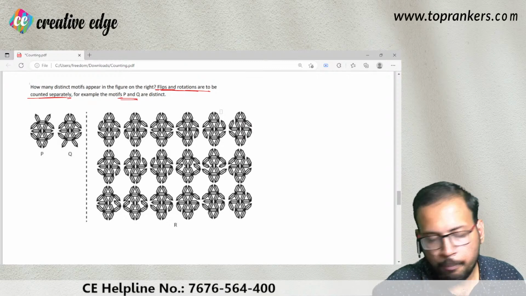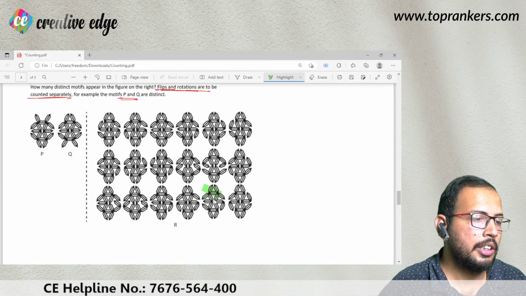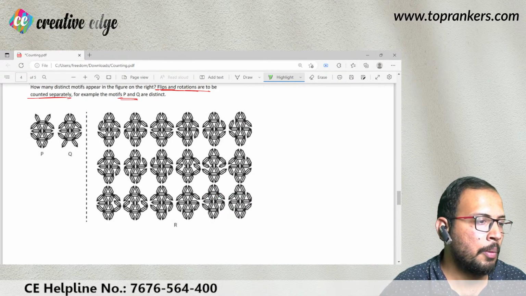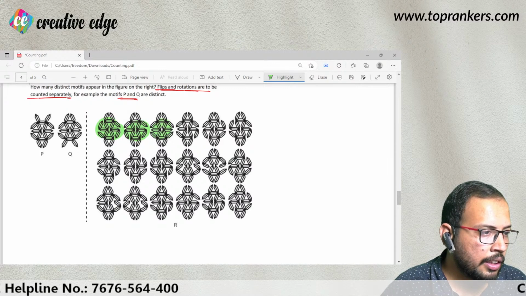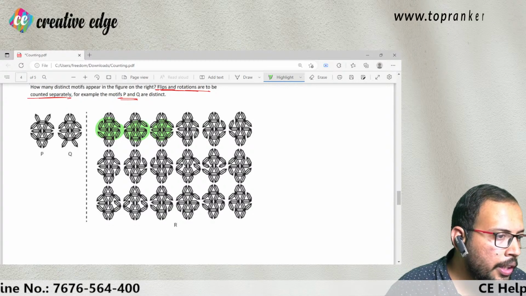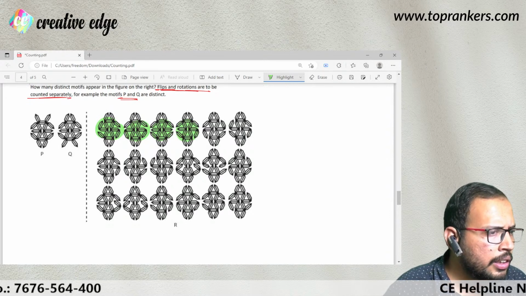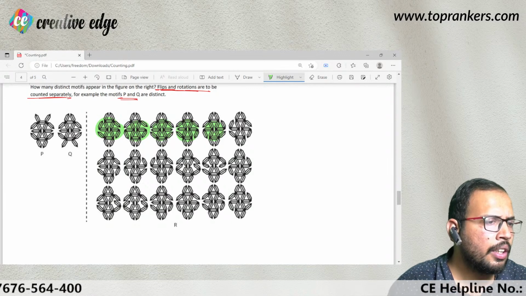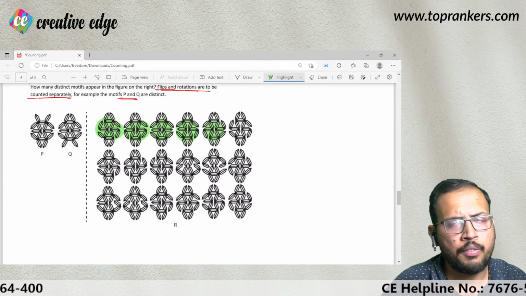Let us see how many motifs are there in this question. So let us begin counting. This is going to be our first one, this is the second one, this is the third one. Can I call it the fourth one? I guess yes, I can definitely call it the fourth one. This is the fifth one. The sixth one looks like the first one, so a total of five in the first row.